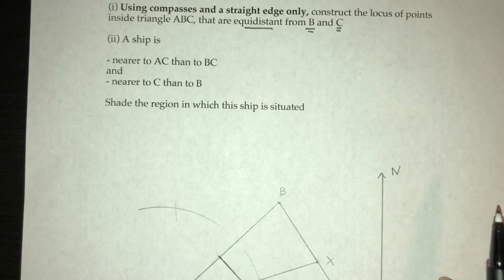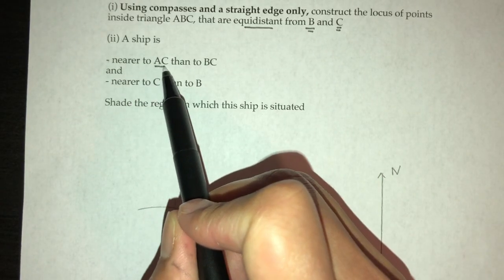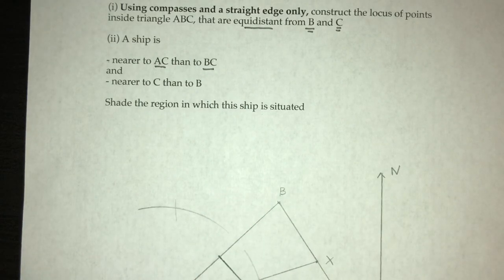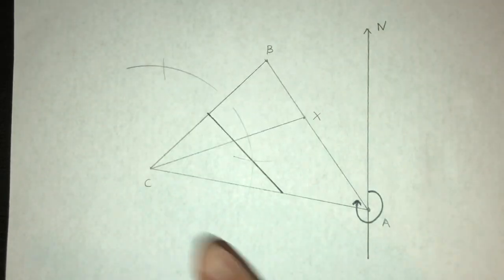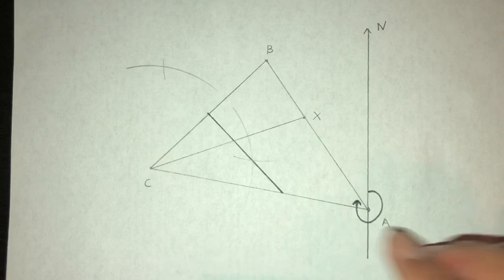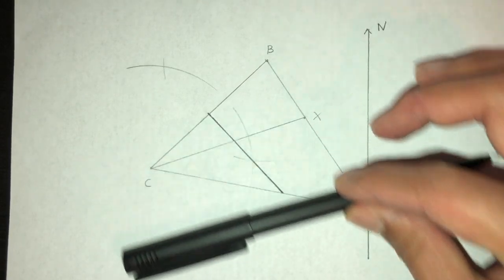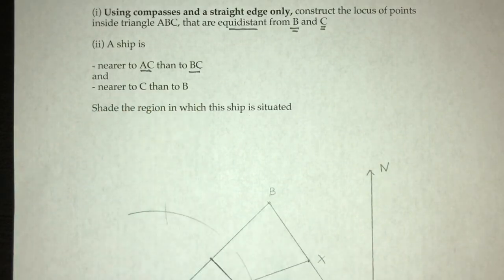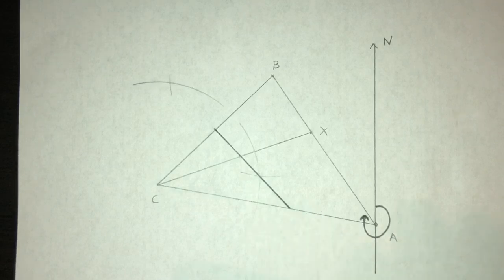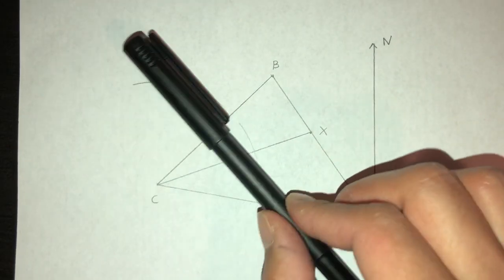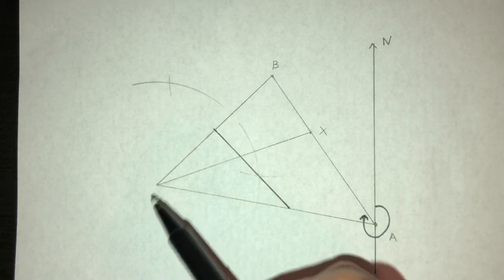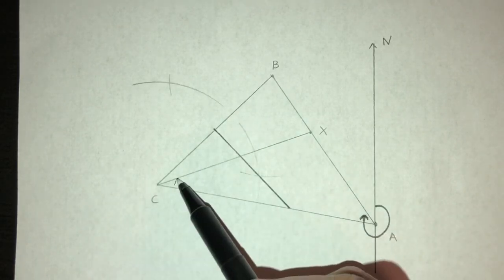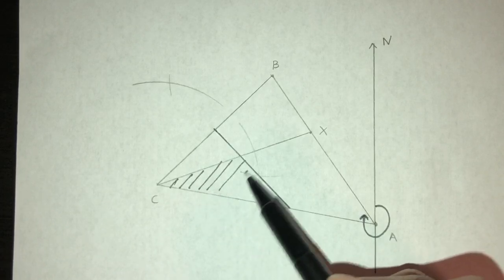Now we have a shape. The first condition is that it is nearer to AC than to BC. Here we have C in common, so from C it has to be closer to AC. This is the angular bisector, so it has to be closer to BC, below this line. This is AC. The second condition is that we have to be nearer to C than to B, so we have to be on this side. So your answer has to be below this line and to the left of this line, so your answer will be this one. Okay, and that is your question number 17.